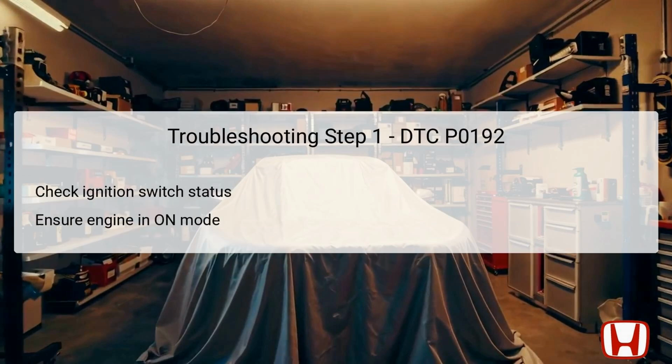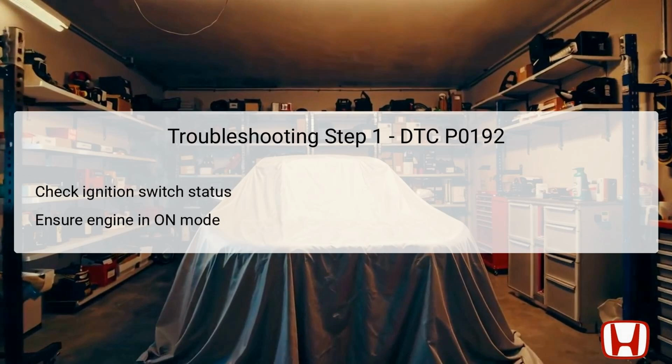The first step in troubleshooting DTC P0192 involves checking the status of the ignition switch. It's important to verify that the ignition is in the on position, which is a necessary condition for the fuel rail pressure sensor to operate properly. If the vehicle has a keyless access system, the engine start-stop button must be in on mode for the onboard diagnostic systems to function correctly.